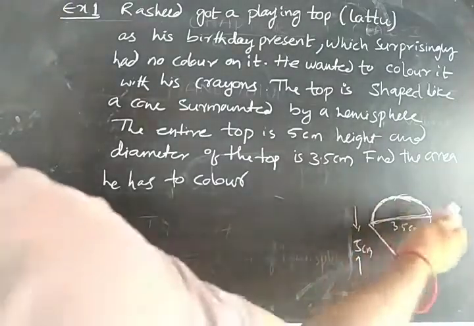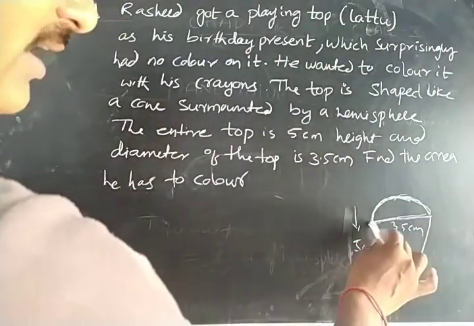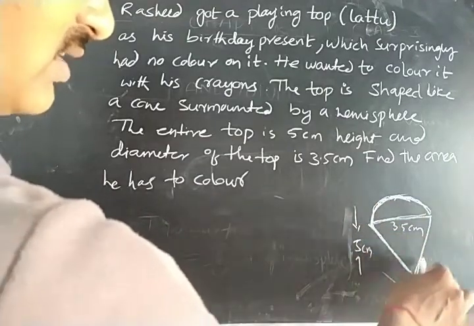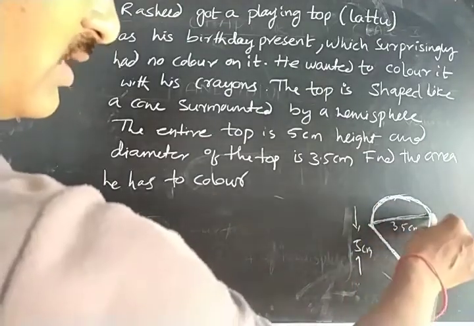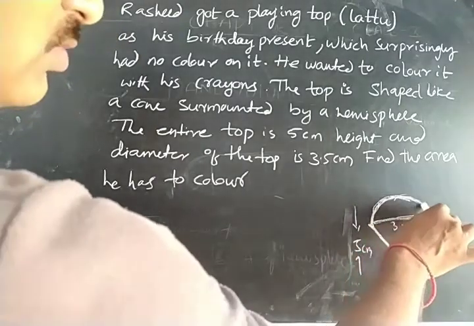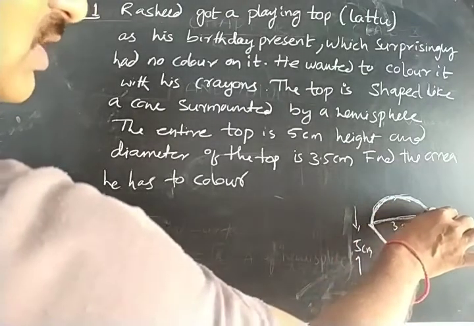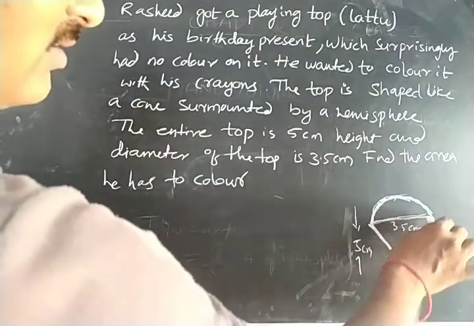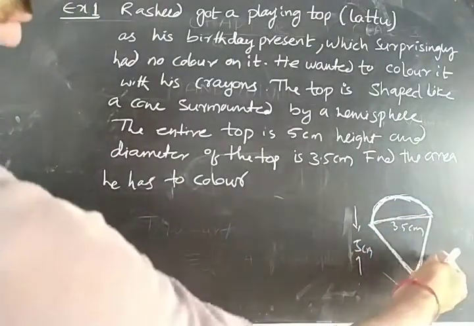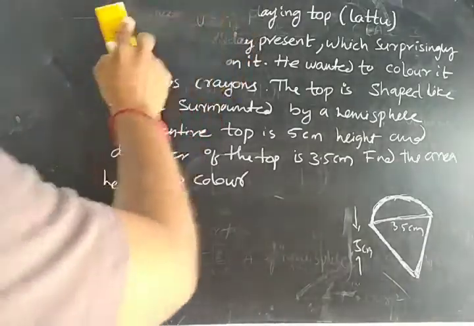So we have to find the total surface area of this. Total surface area means this area and this area. So observe here, for this cone, this area is known as the curved surface area of cone, and this area is known as the curved surface area of hemisphere. So by adding the curved surface area of hemisphere and the curved surface area of cone, you will get the area of the lattu to color. Right? So I am working this question. Let us do how to solve the problem.